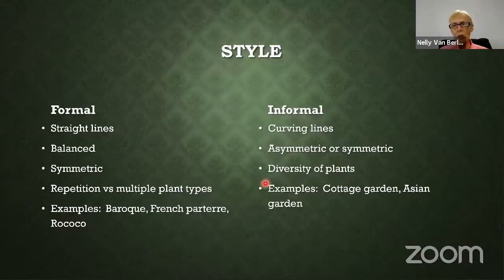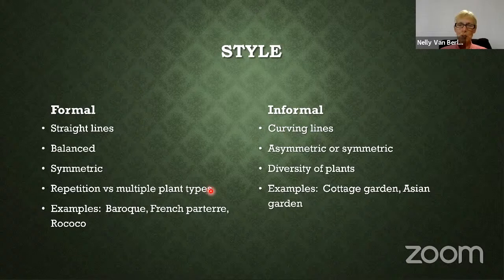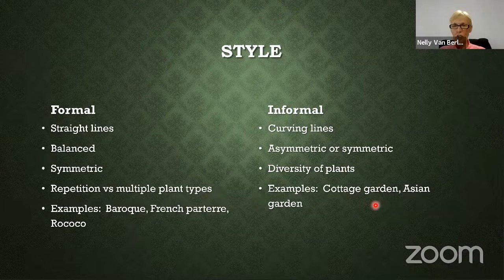And think about what style you want in your garden. Of course, we have formal and informal styles, and formal generally has straight lines, very balanced and symmetric, a lot of repetition of plant material versus a lot of different plant types. And examples of formal style would be Baroque or French parterre or Rococo. Informal has very curving lines, and it can be asymmetric or symmetric. A lot of different plants, and the cottage garden or Asian garden is a good example of informal styles.